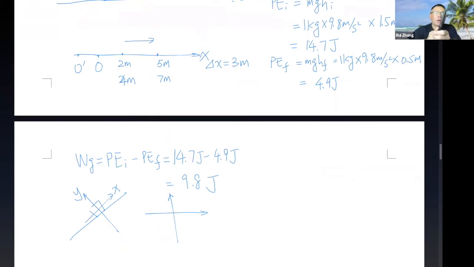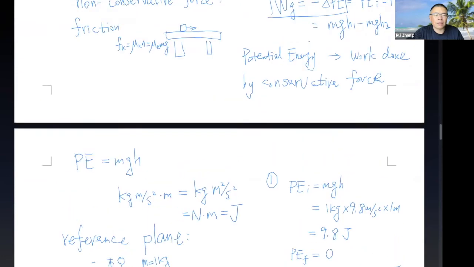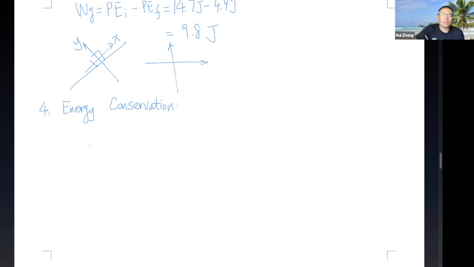Okay, so the next topic we want to do here is, now we want to combine everything together. So we're done with topic number 3. Topic number 4 is going to be called energy conservation. Let's summarize what we learned from these two kinds of energies. In the first case, with kinetic energy, we have the so-called work and kinetic energy theorem.